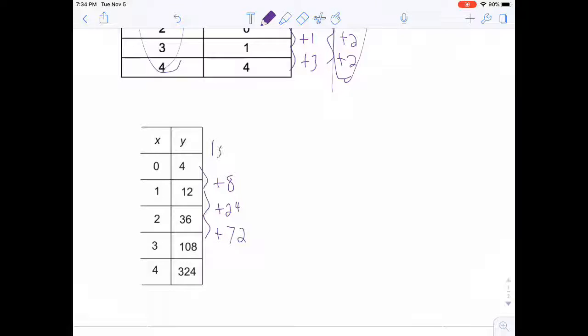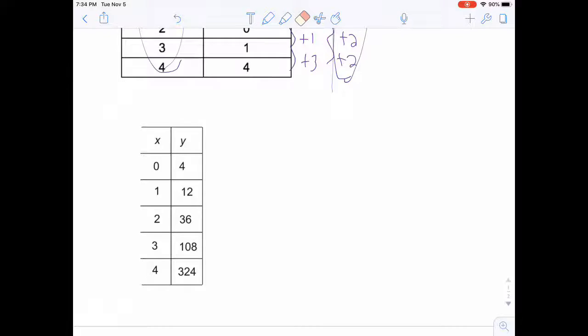First differences are not constant. Okay, second differences. 8 to 24, I'm adding 16. 24 to 72, adding 48. Okay, so second differences are not the same either, so it's not quadratic. I'm just going to erase these just so I have some room here.